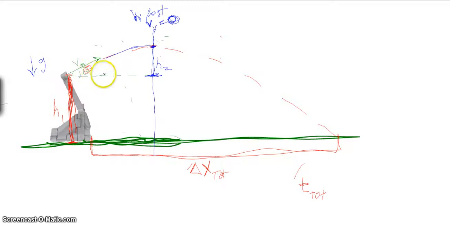See, so you've got a piece that's going over. That's going to be your velocity in your x direction, which doesn't change. It's constant because there's no acceleration. Then you're going to have your velocity in your y direction. That's the up part of this.